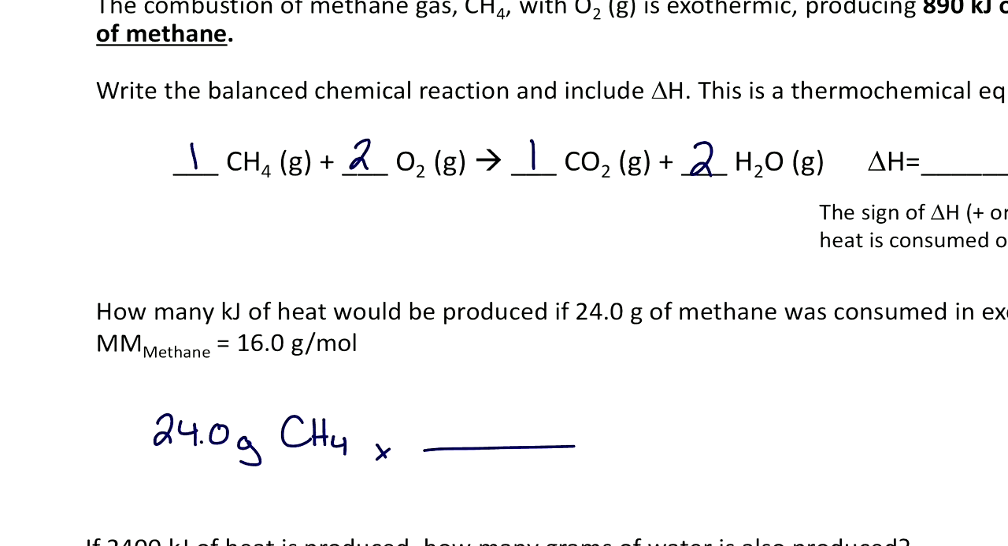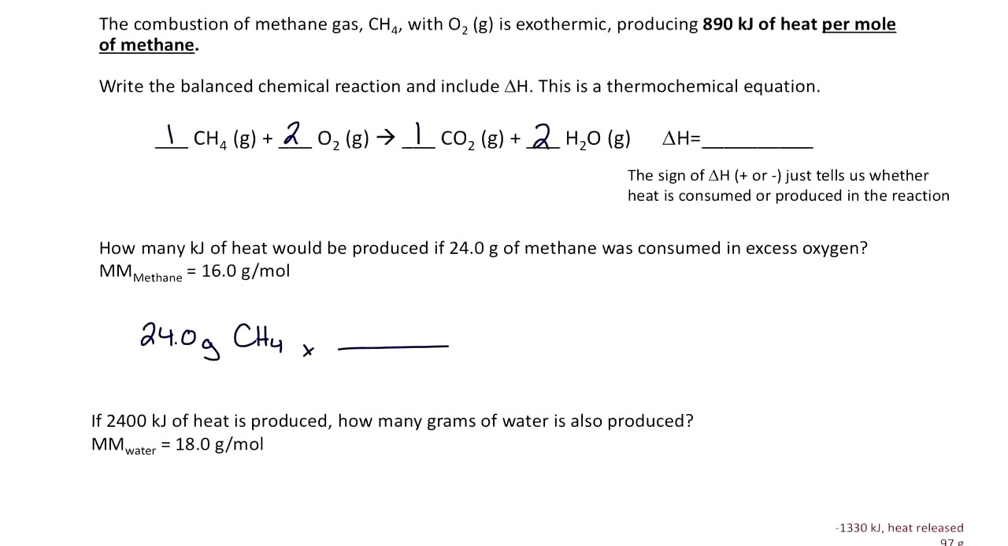2. There we go, 2. All right, so that's balanced. To make it a thermochemical equation, I need to add this energy component, the delta H. But we need to be careful. Is it just 890? No, it's actually negative 890 kilojoules.